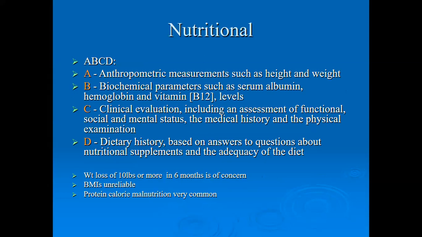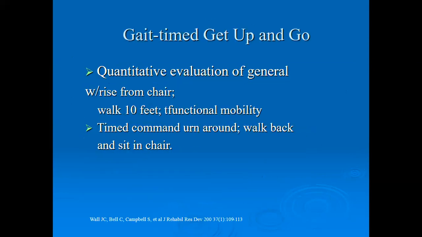You also need to do some anthropometric measures, which can give you an idea whether the patient is nutritionally stable or not. Now, what we are going to discuss is the get up and go test. The get up and go test assesses the risk of developing falls.